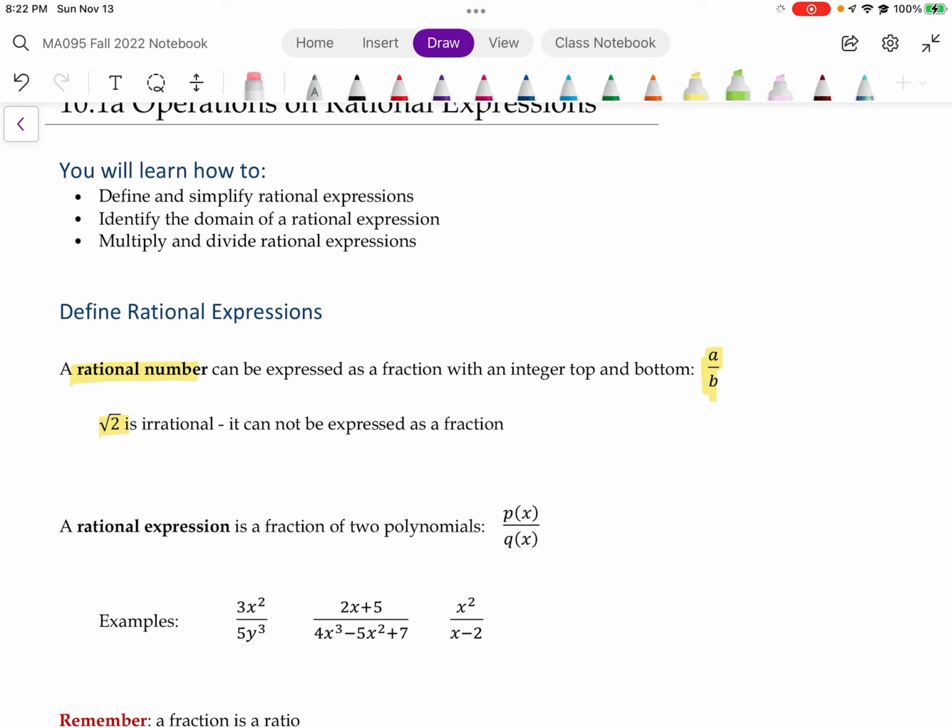Whereas a rational expression is a fraction of two polynomials. So instead of having an integer on top and an integer on the bottom, we have a rational expression made up of two polynomials, a polynomial on top and a polynomial on the bottom. An example would be 3x squared over 5y cubed. Another one is 2x plus 5 over this long thing on the bottom, and it goes on forever. All of these are considered rational expressions.